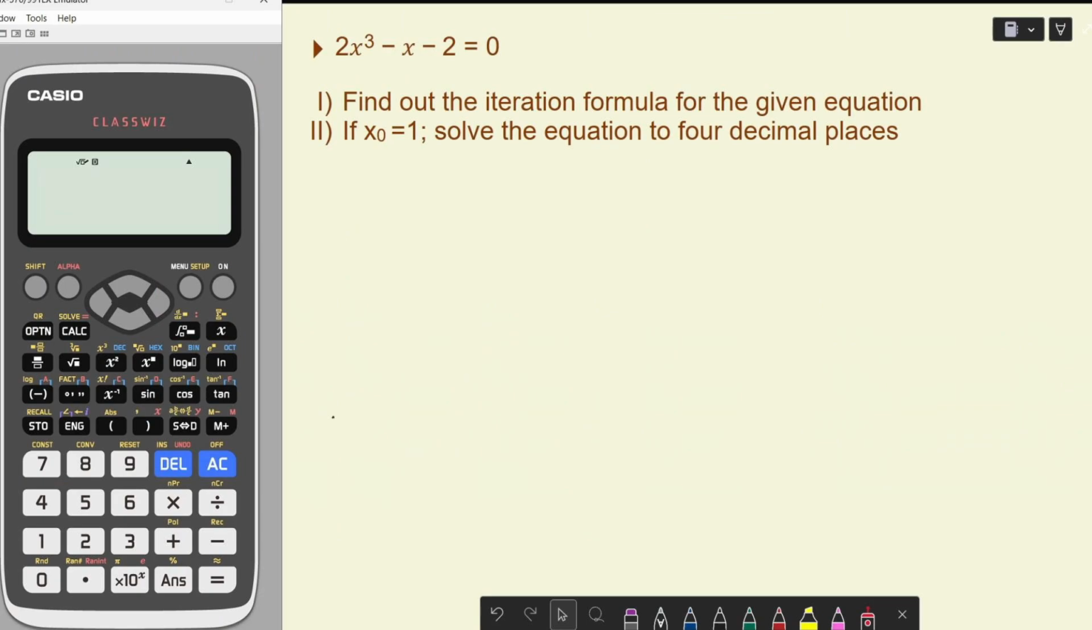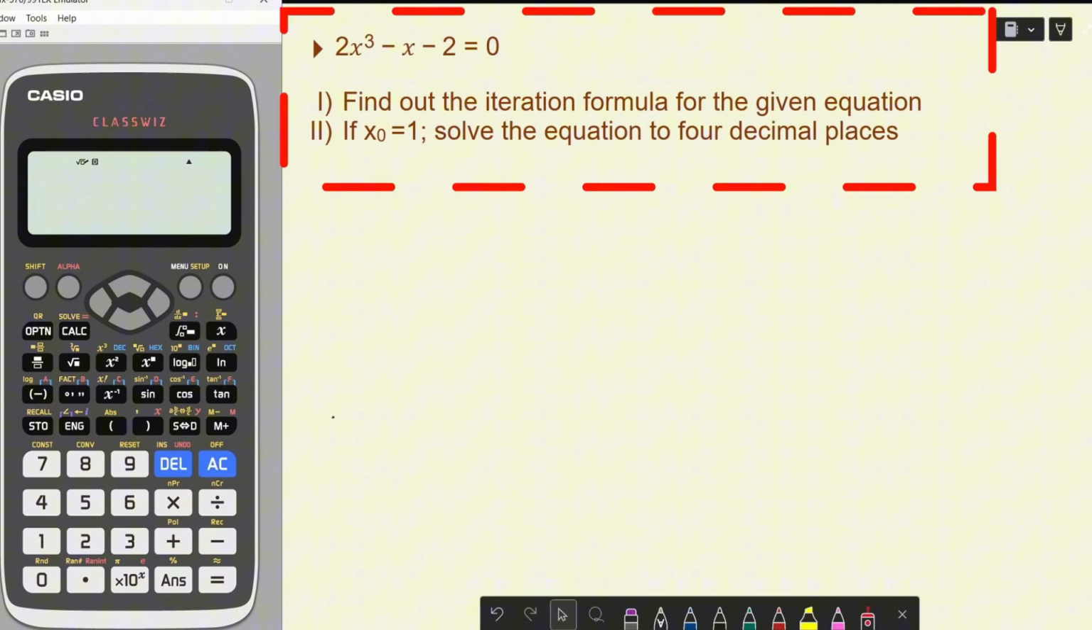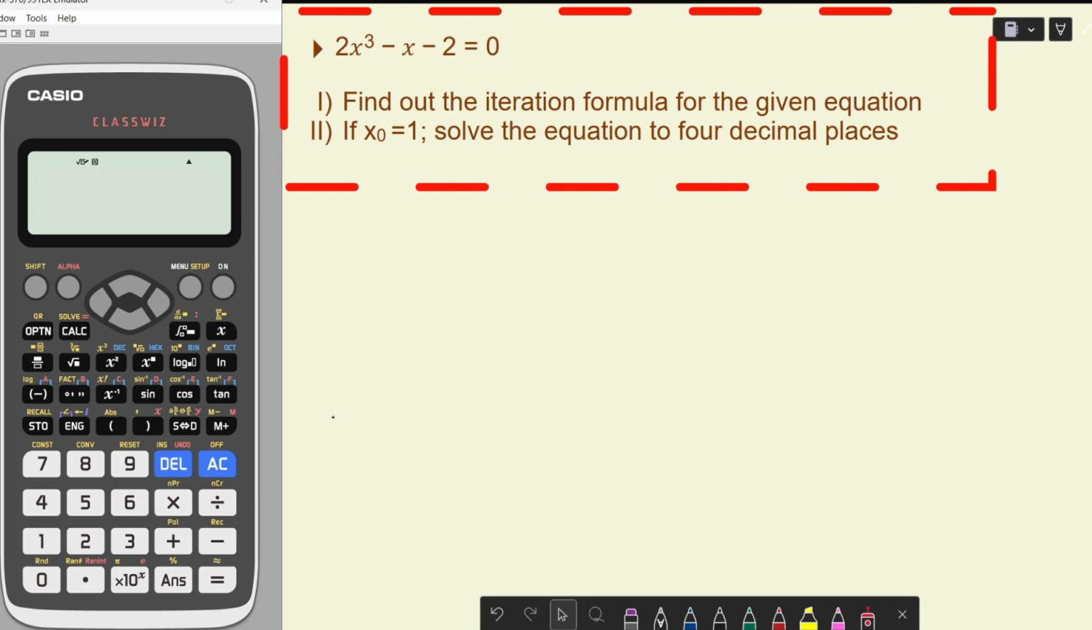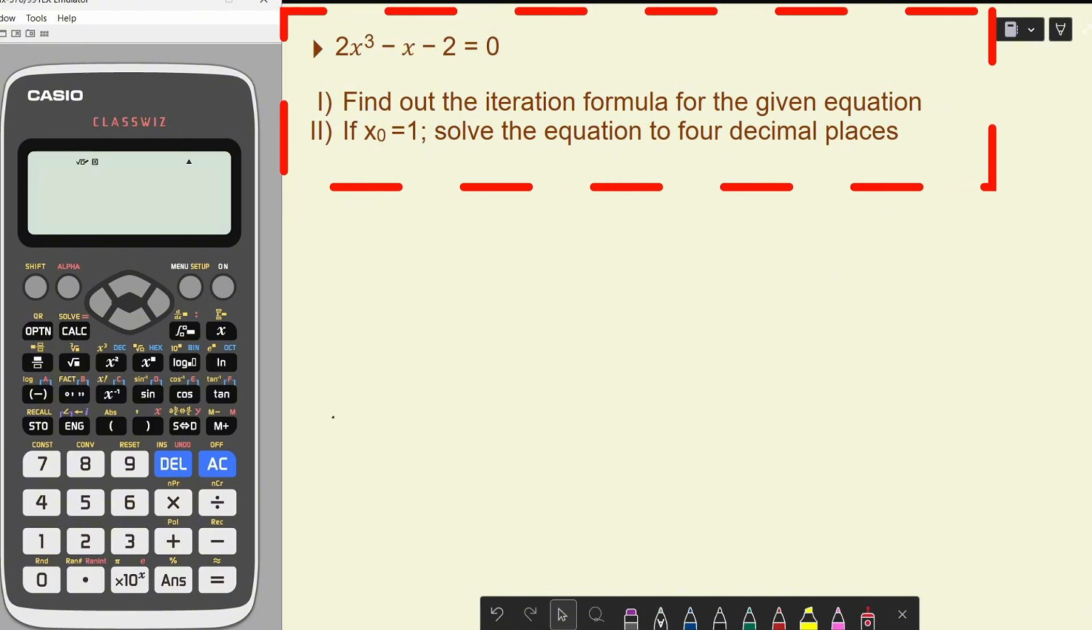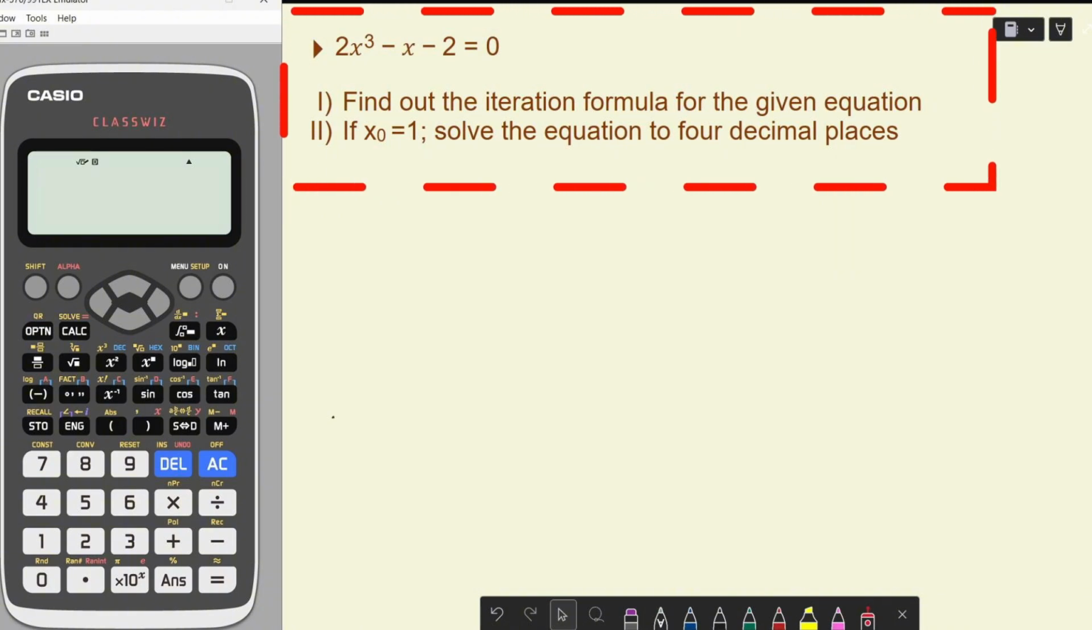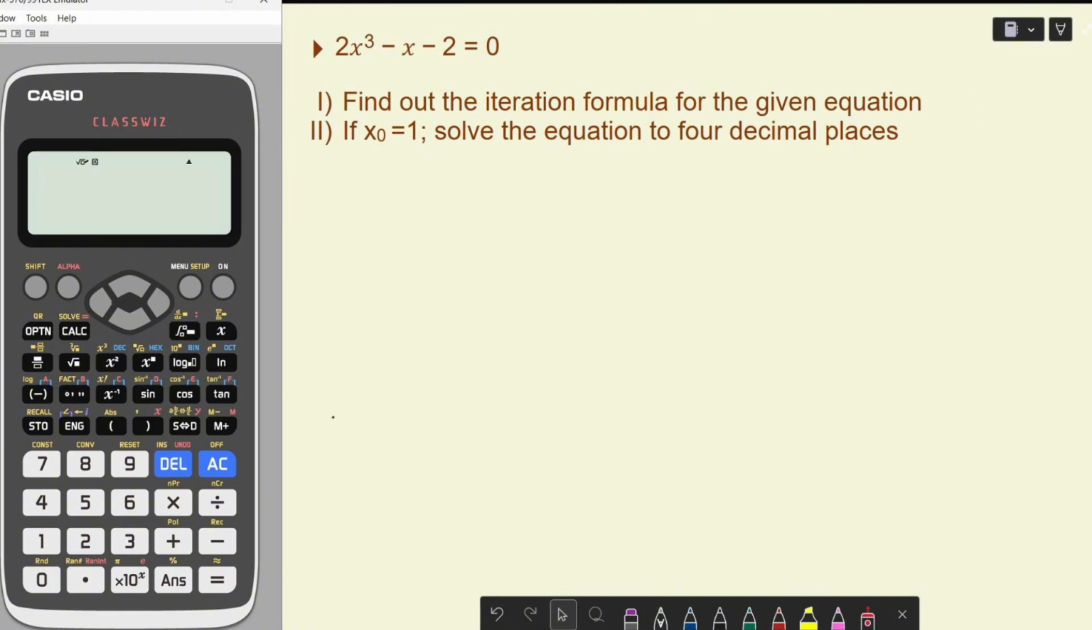Now we will learn to solve a quadratic equation using the iteration method. The first part of our task is to find an iteration formula, and the second part is to use this formula to find the solution to 4 decimal places. So, how do we derive an iteration formula?